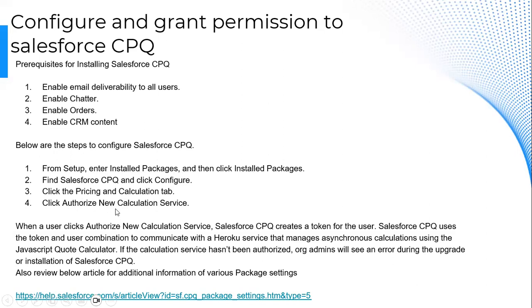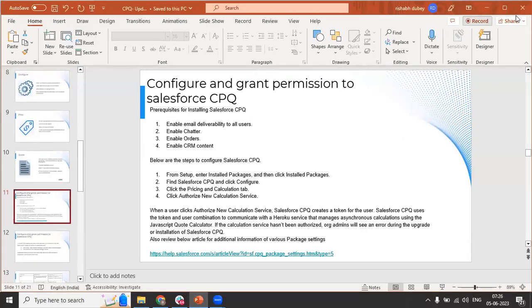Calculation Services. When a user clicks on Authorize New Calculation Services, Salesforce CPQ creates a token for that particular user. Salesforce CPQ uses that token and user combination to communicate with the Heroku server that manages the asynchronous calculation using the JavaScript code calculator. If the calculation services have not been authorized, the org admin will see an error during the upgrade or installation of Salesforce CPQ. So let me show you how to do this.